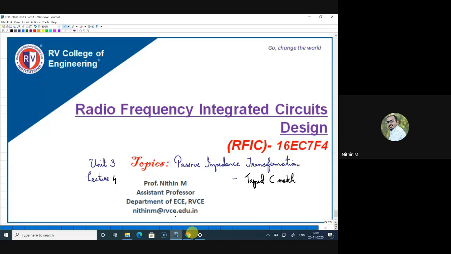Welcome to Radio Frequency Integrated Circuits class. We are in lecture number 4, unit 3, and we are doing passive impedance transformation. So far we discussed the L match, pi match, and T match, and in today's class we will see another set of matches called resonator matches, or tapped capacitor match.